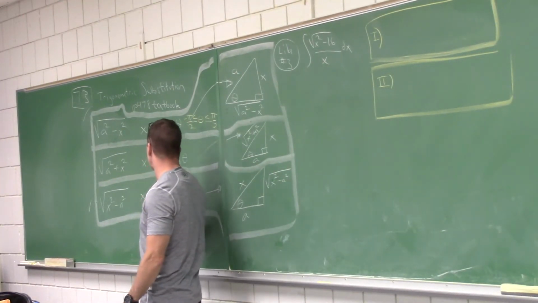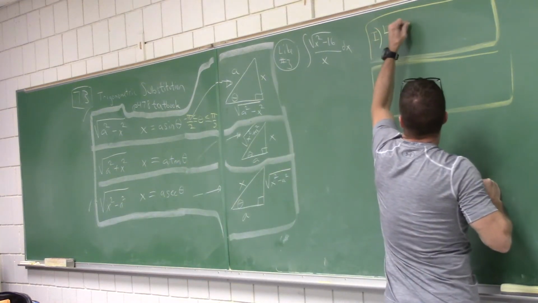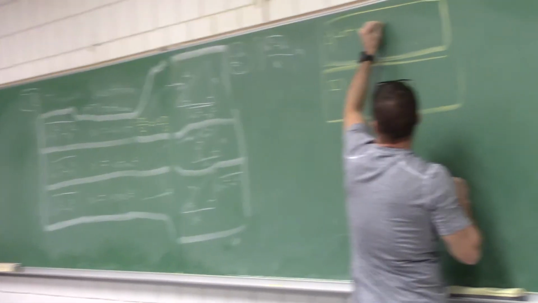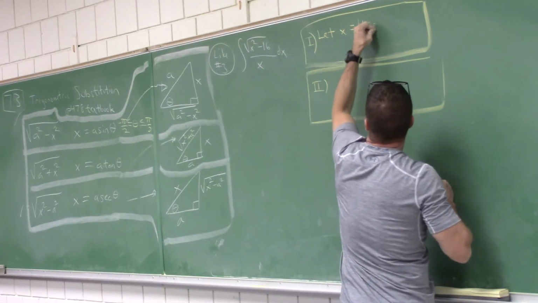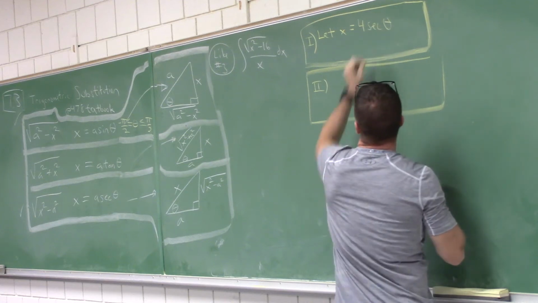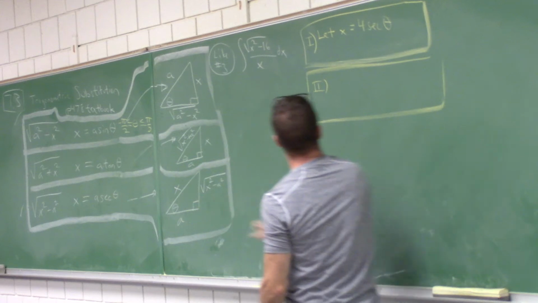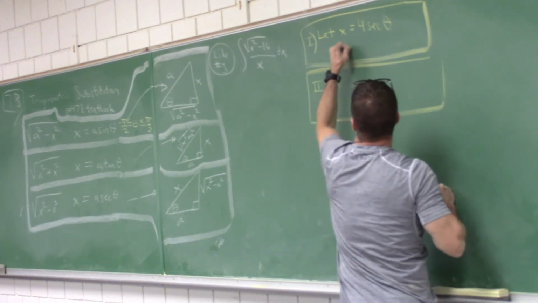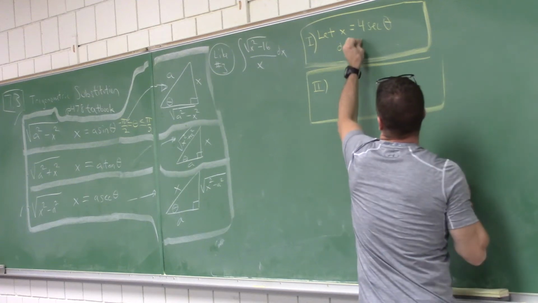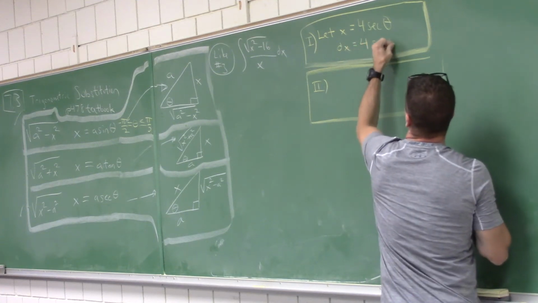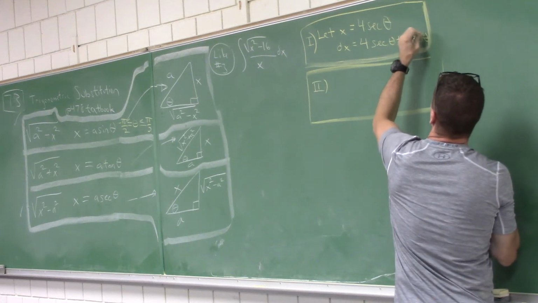What should I let x equal to? I should let x equal 4 secant theta. But what's a here? 4. And we're talking about this triangle right here. The a is a 4. What would dx be? What's that derivative? 4 secant theta, tangent theta, d theta, right?